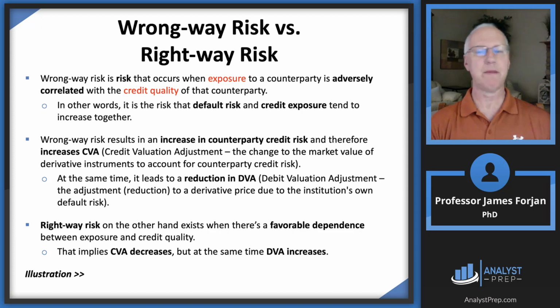Now, there's also a debit value adjustment in which the derivative price is a function of the institution's own default risk. Of course, that must hold true. Now, wrong way risk exists when there is a positive or a favorable correlation or dependence between exposure and credit quality. And the textbook, of course, mentions Murphy's Law.